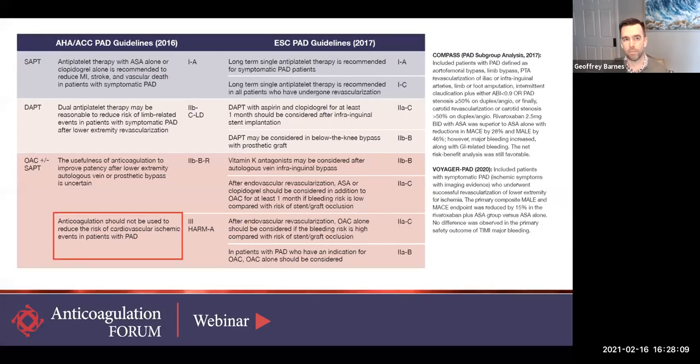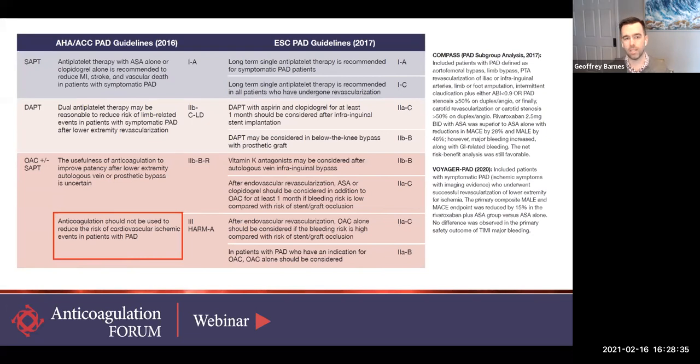So again, we go to our rapid resource, and we focus here on the guidelines. And first, you'll see here from the AHA/ACC guidelines from 2016, they say that anticoagulation should not be used to reduce the risk of cardiovascular ischemic events. But as Marc really nicely pointed out, what they're talking about here is therapeutic, full dose anticoagulation. Primarily, we're talking about warfarin with an INR of 2 to 3.